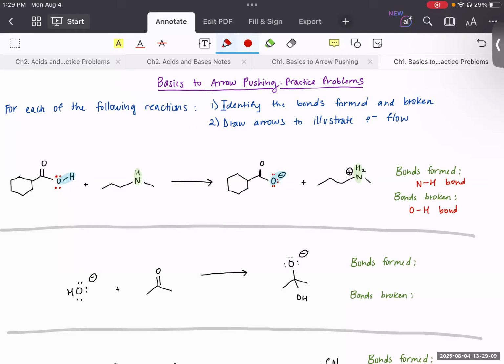And so to draw arrows to illustrate the electron flow, we want to start at the lone pairs. So to show the nitrogen-hydrogen bond that is formed, we would start with the lone pair in the nitrogen, because that's the lone pair being used to form that bond. And then we draw an arrow to the atom that those electrons formed a bond with. Next, we have to show that the oxygen-hydrogen bond was broken. So we would start at the electrons in the bond, and show that those end up as an additional lone pair on the oxygen. So again, we're starting where the bond was and ending up as the lone pair.